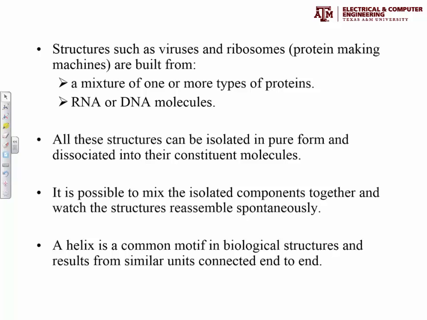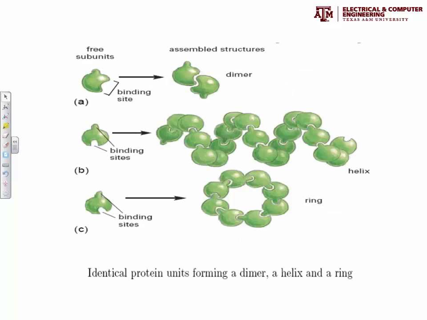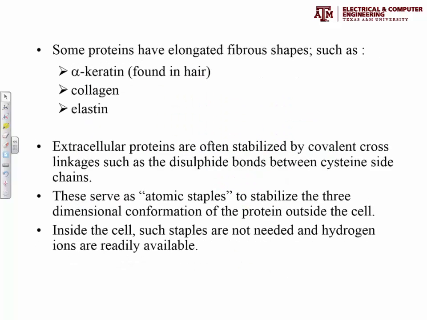Now, it is a fact that a helix is a common motif found in biological structures and results from similar units that are connected end to end, just like I showed you over here. That's a helix. Some other proteins have elongated fibrous shapes, such as alpha keratin, the protein found in hair. Collagen is a protein found in skin, and another protein is elastin. There are lots more examples. We are not going to get into that.